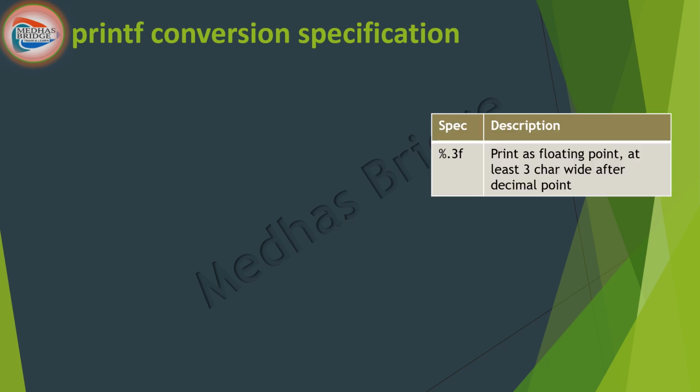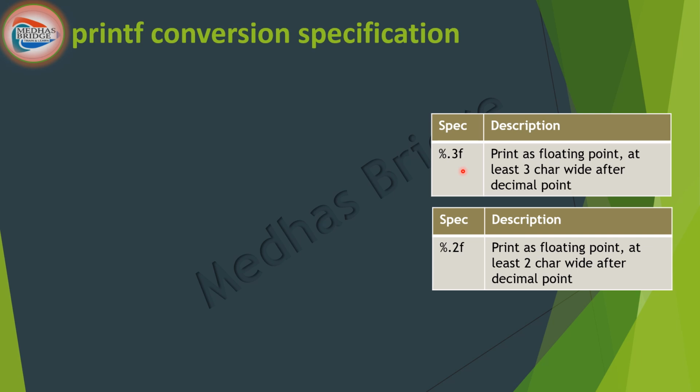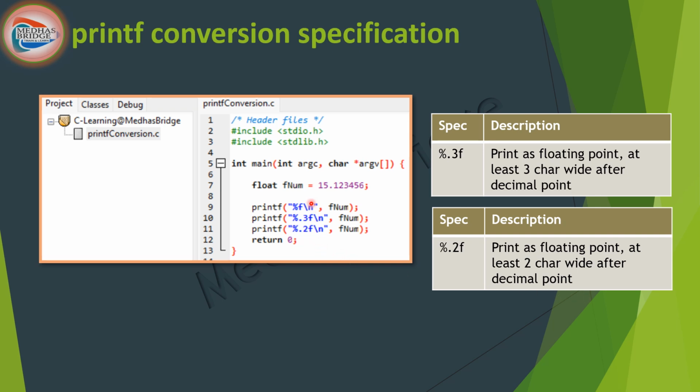Now let's look at a float also. .3f means print as a floating point with 3 characters after the decimal point. If you see that example, you will understand more. .2f means 2 characters after the decimal point. If you say any number, that is what it means. In this example, I have a float variable assigned with some value, but after the decimal point there are 6 digits.